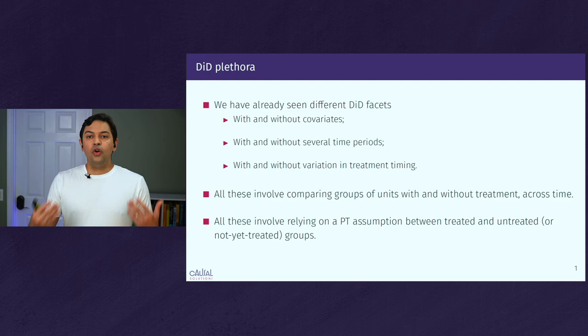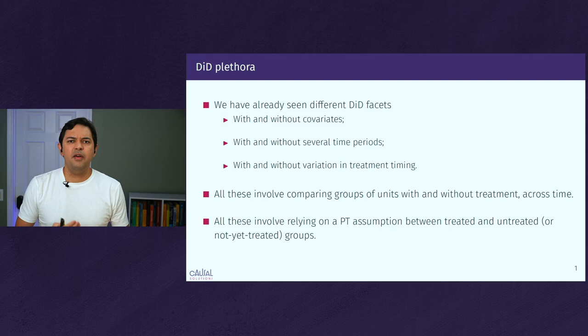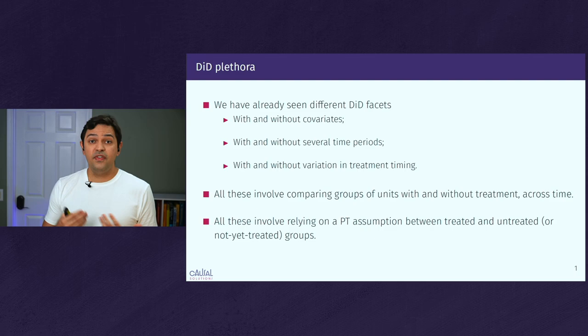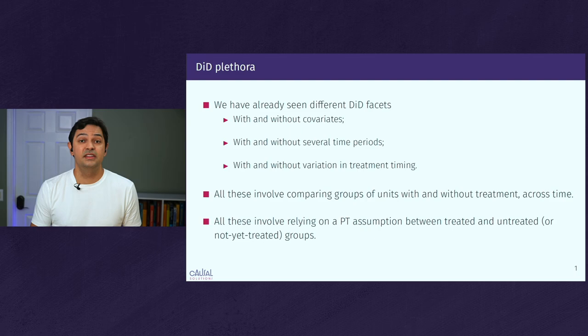Before going there, it's worth it to zoom out and think about what we have been seeing in this course throughout this last month or so, right? We have seen many different facets of difference-in-differences. We have seen difference-in-differences with and without covariates. We have seen difference-in-differences with two time periods or several time periods. We have seen and talked about difference-in-differences with staggered adoption with and without covariates.